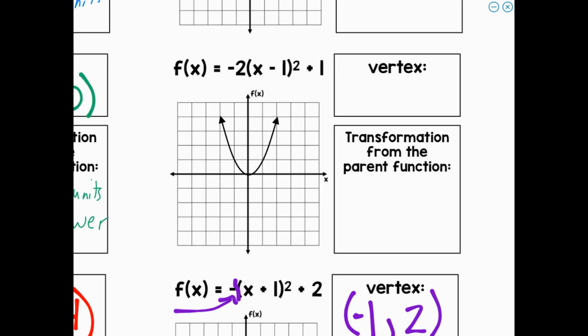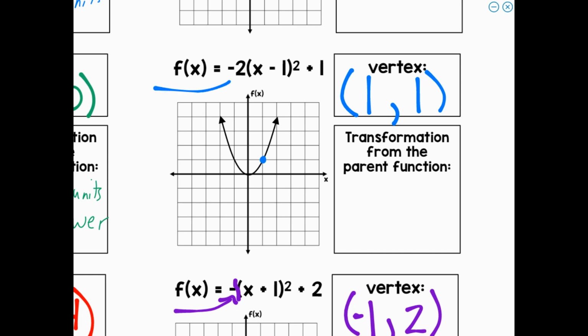Okay, Joshua, your turn. What's my vertex for this one going to be? Positive 1 for X and 1 for Y. Positive 1, 1. Yep. Okay.